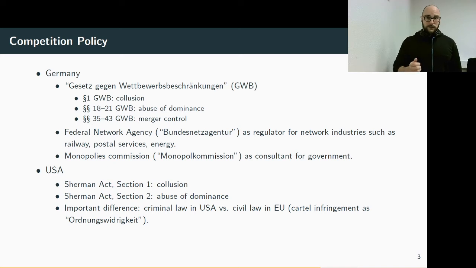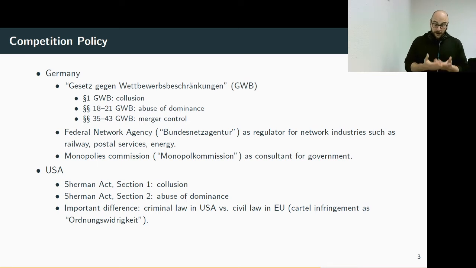If we look at cartel infringements, and again, I said this is a very important part of this course, cartel infringements in the EU are prosecuted according to civil law most of the time, which basically means that if you are speeding on a highway, right, this is treated equally as infringing cartel laws or competition laws and colluding, right?